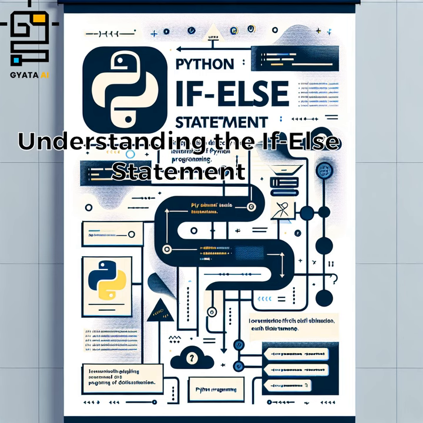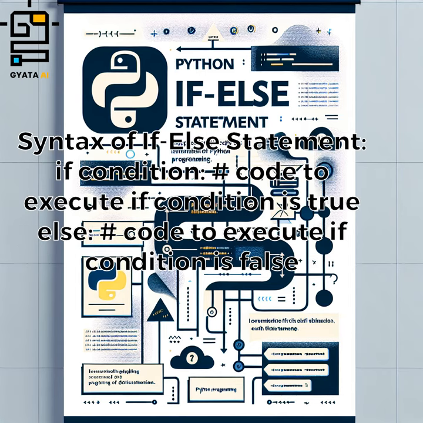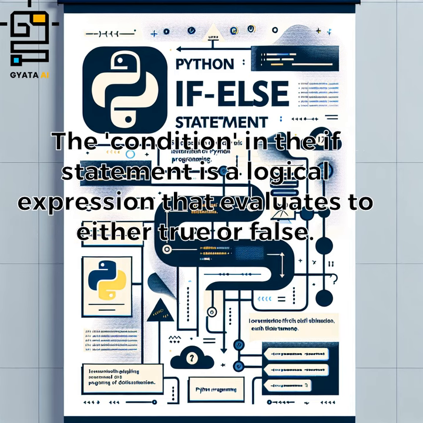Understanding the if-else statement. An if-else statement in Python is a control flow statement that allows the program to execute certain code based on conditions. Syntax of if-else statement: if condition, code to execute if condition is true, else code to execute if condition is false. The condition in the if statement is a logical expression that evaluates to either true or false.